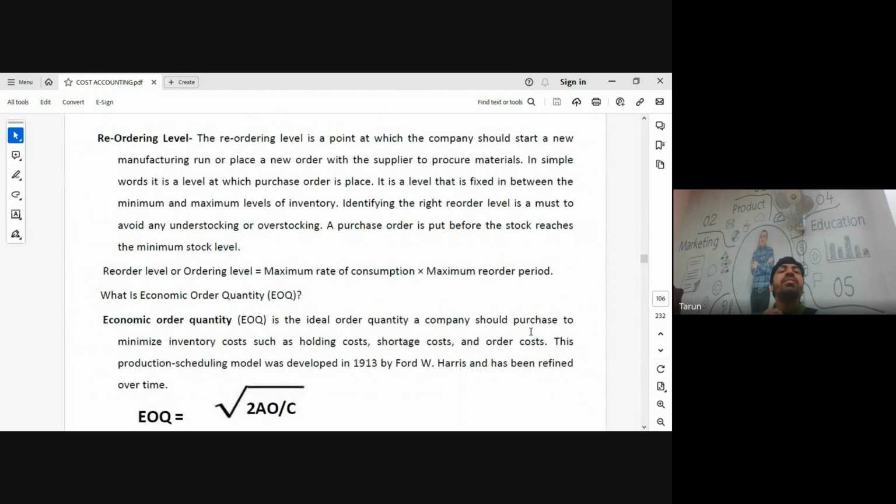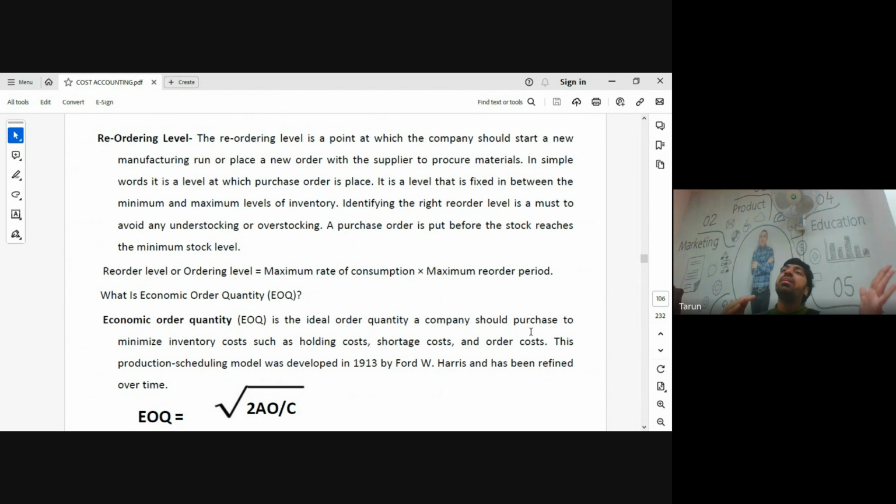The next one is the reorder level. As you can see, the maximum and minimum level and the reorder level have been mentioned there. Reordering level is a point at which the company should start. This is the level where a company could start a new manufacturing run or place a new order with the supplier to procure or receive the materials. So, in simple words, it is a level at which the purchase order is placed. It is a level which is fixed between the minimum and the maximum level of inventory.